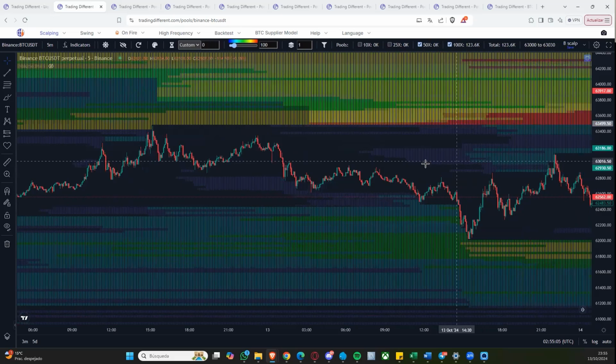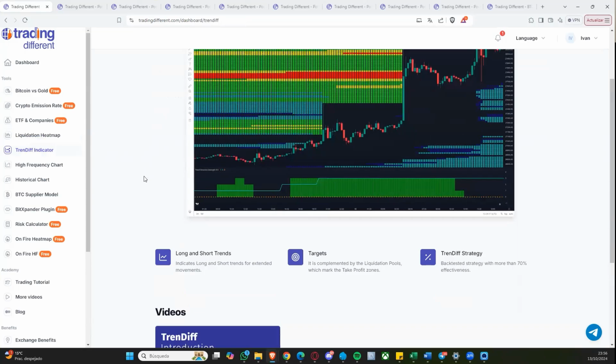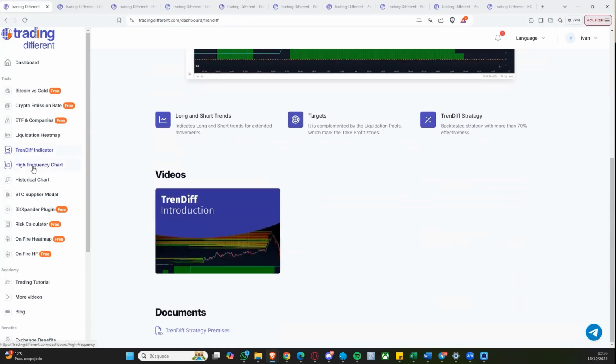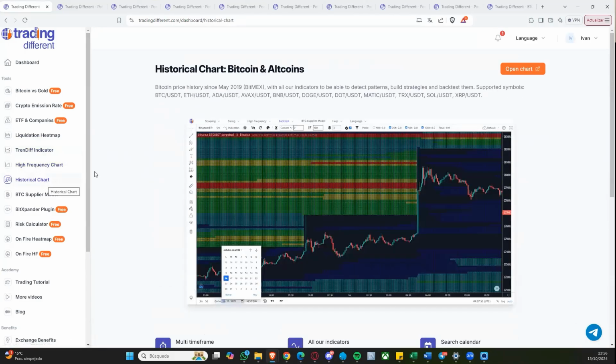In addition, we have developed our own quantitative strategies. We share these strategies within our Discord. We have strategies based on TrenDiff, which you can see at the bottom of each section. Includes strategies with the high-frequency chart for micro-scalping. We also have a historical chart for backtesting whatever you need.